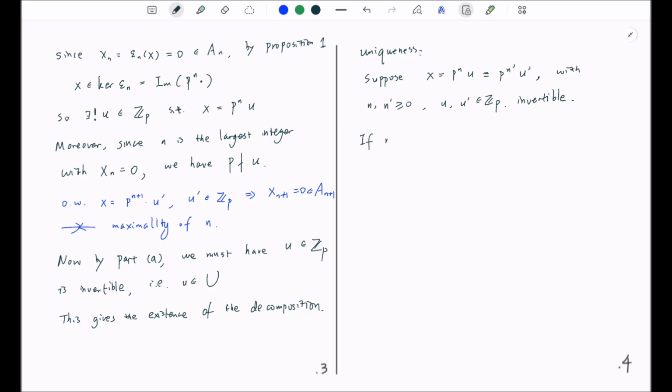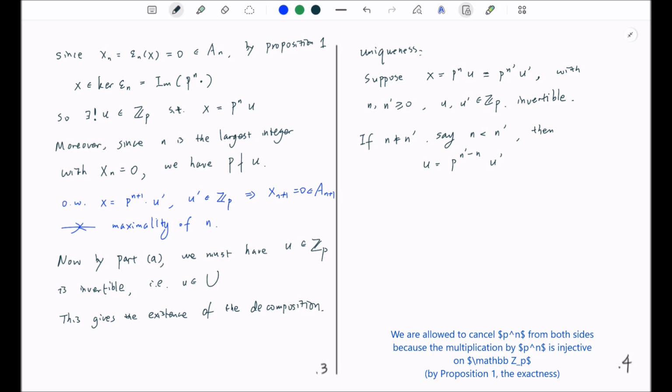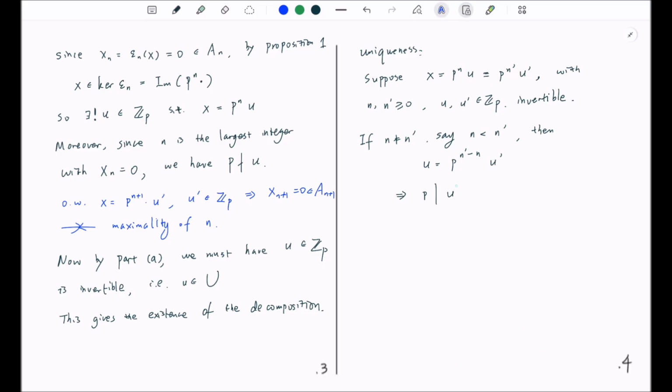If n is not equal to n', say n is less than n', then u is equal to p to the power n' minus n times u'. In particular, this will imply that p divides u because n' is strictly bigger than n, which is the same as saying that u is not invertible, contradicting the assumption.